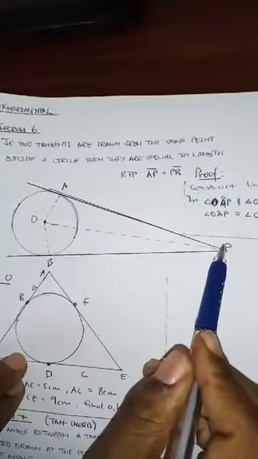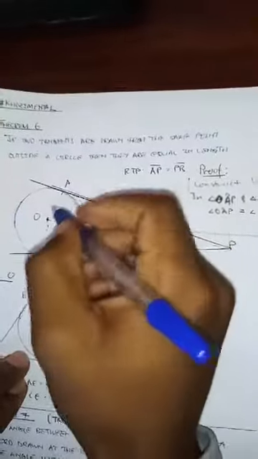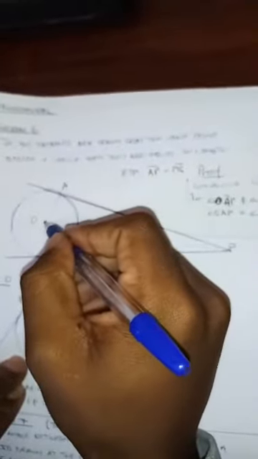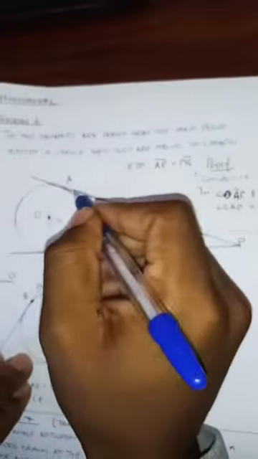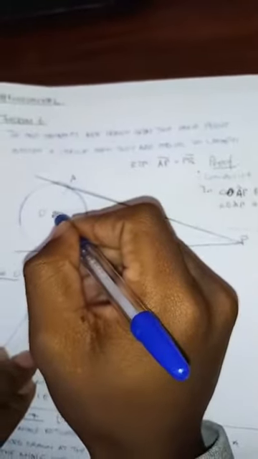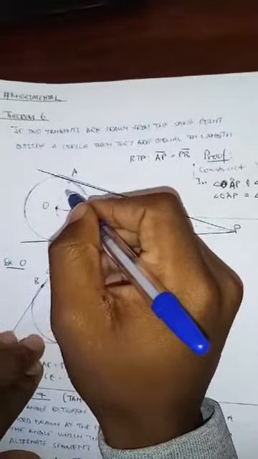AP is a tangent, OA is a radius. Why is OA a radius? It's because a radius is any line drawn from the center to the circumference of the circle. And what do we know about radius? Remember, one radius, many radii.